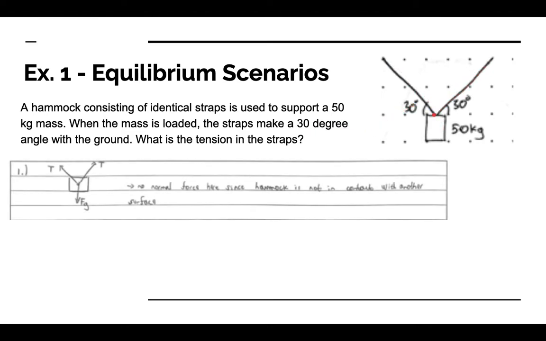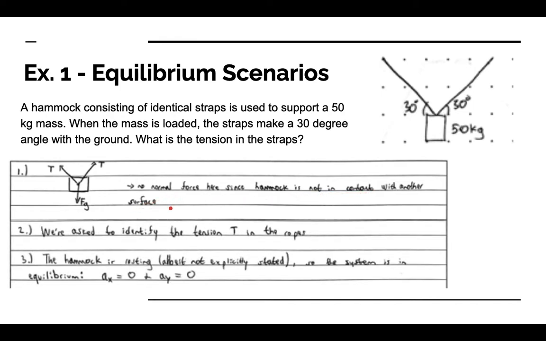So again, we start as usual. We draw a free body diagram. We know we have tension acting at an angle in each of the straps. We know we have the force of gravity pulling down on our hammock. We do not have a normal force here since the hammock is not in contact with another surface. In step 2, we're asked to identify the tension T in the ropes.